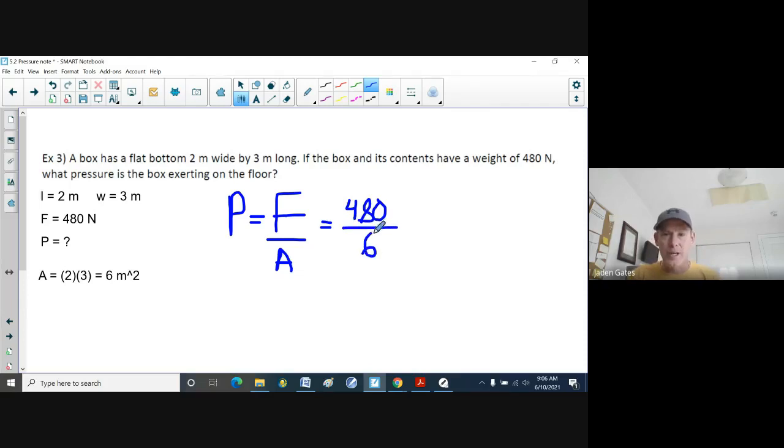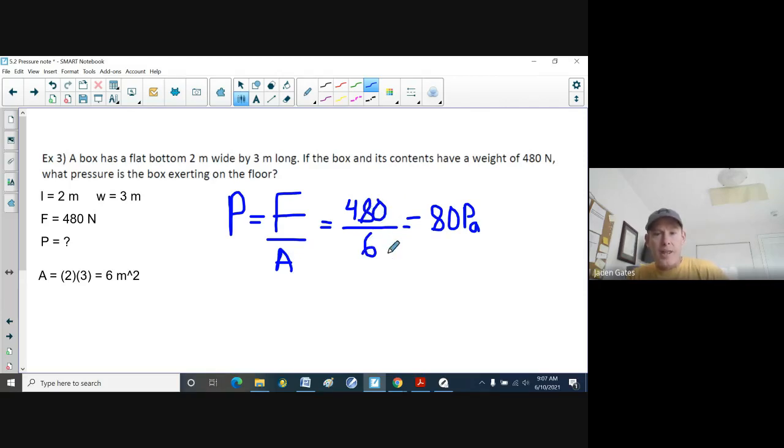We're dividing by 6. If I take 480 and divide it by 6, with my trusty calculator here, I get actually 80 pascals.